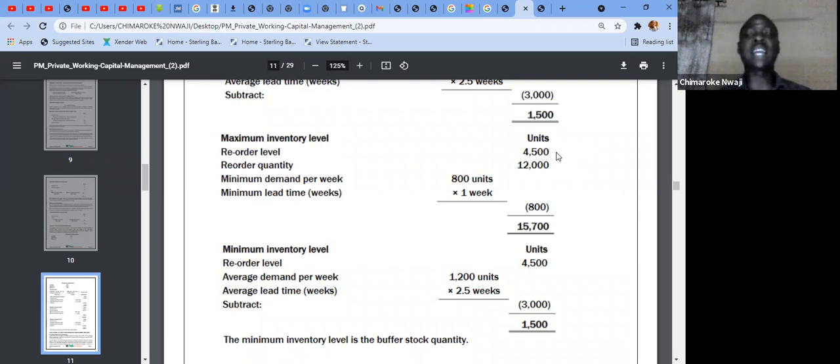and during that 1 week, your customers have used 800 units. So 800 times 1 is 800, giving you 15,700. So 15,700 will be the maximum inventory that you should have.